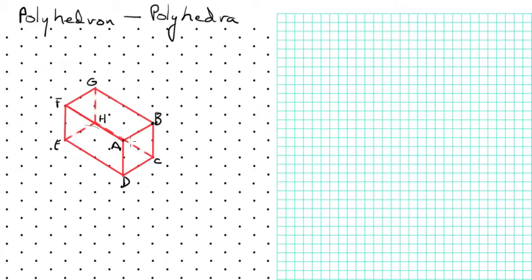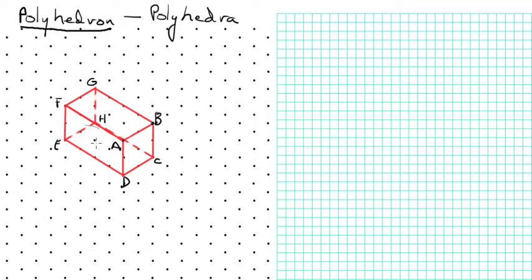This is a little thing I made here in red. This is called a polyhedron. A very simple definition of a polyhedron is a bunch of polygons that are put together to make a three-dimensional figure.